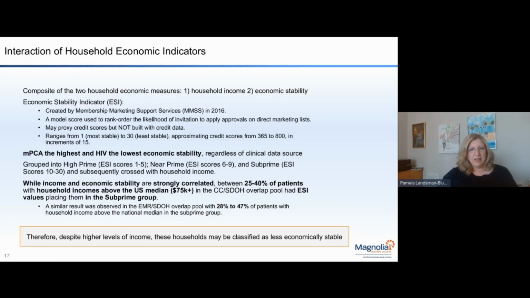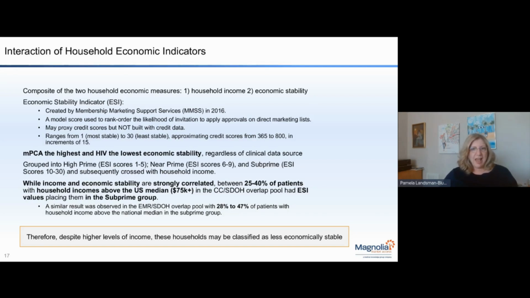Another composite indicator that we created was the interaction between some of the economic indicators that are available. We had several economic indicators available, but we looked at 2. One is household income, and another is called an economic stability indicator. The economic stability indicator may proxy credit scores, but it's not built on credit data. You can see here it ranges from about 1 as the most stable to 30, the least stable, and it does somewhat approximate credit scores.